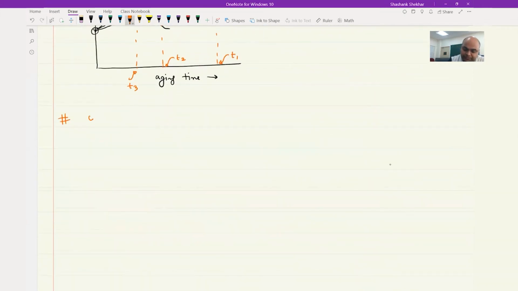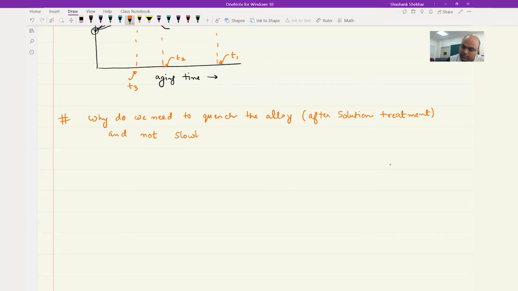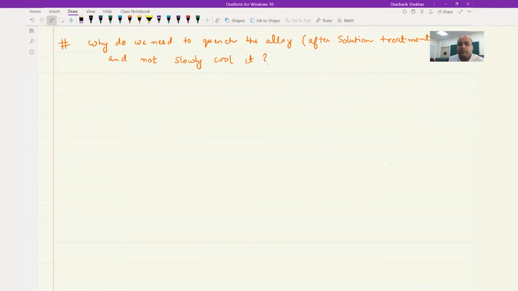Okay, so let's understand that concept. So the question is, why do we need to quench the alloy after solution treatment we are talking about, and not slowly cool it? Because based on the phase diagram, we are going to get alpha plus beta even if we slowly cool it. Okay, so let's understand that.